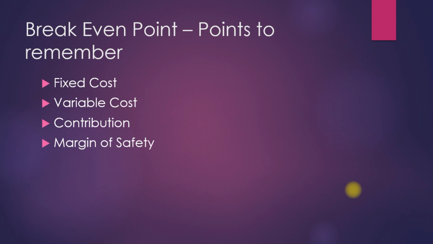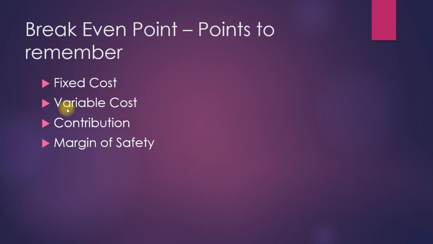Now, some points to remember about break-even point are fixed cost, variable cost, contribution, and margin of safety. So what is fixed cost? Fixed cost remains constant no matter how many units get produced or consumed. Fixed cost does not include cost for fixed assets. This will not change with changes in the level of sales. Examples are depreciation, rent, etc.